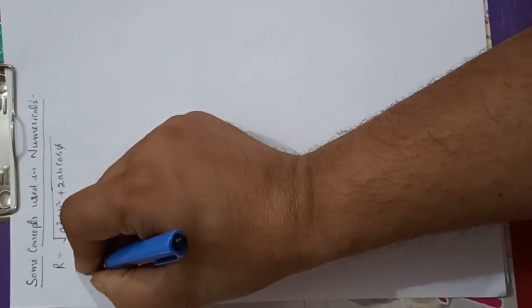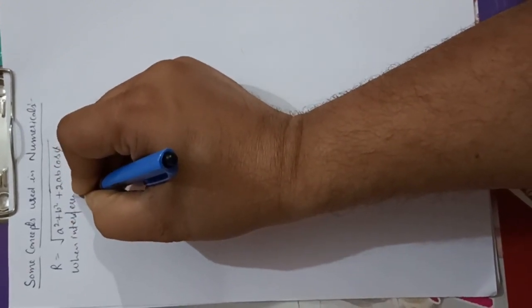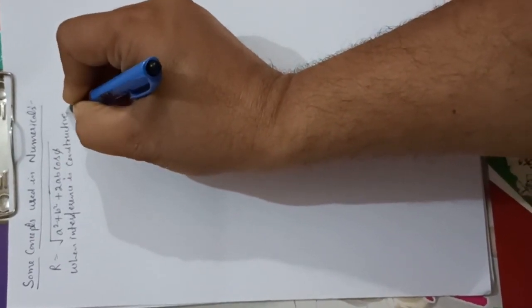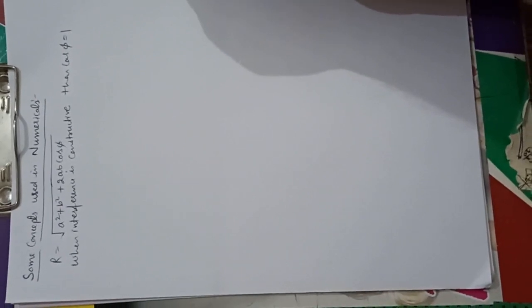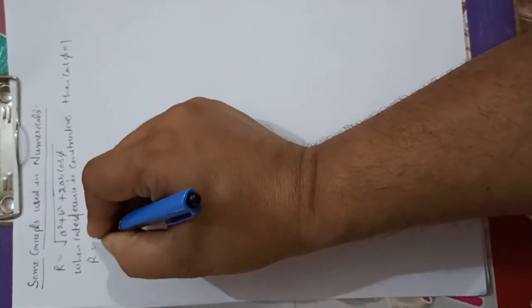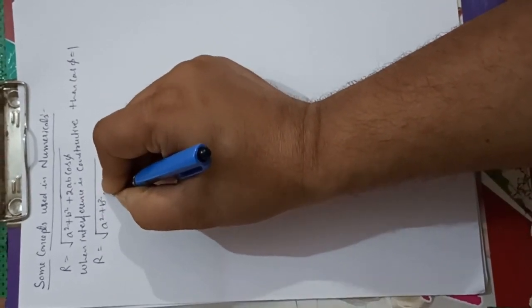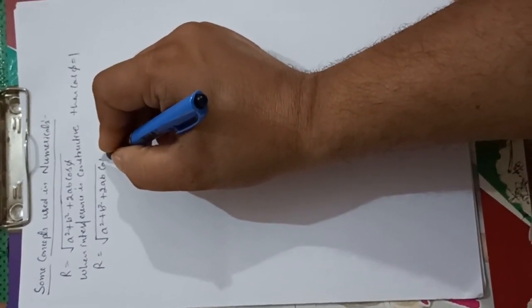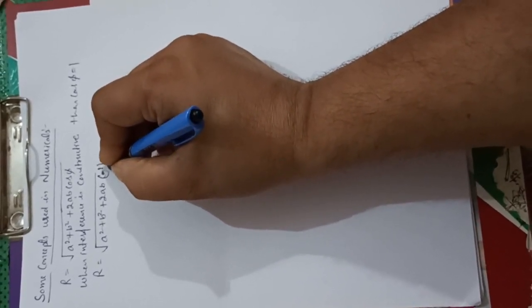When interference is constructive, then cos phi is equal to 1. And R is equal to square root of a square plus b square plus 2ab cos of phi. So we will put the value of cos phi equal to 1.